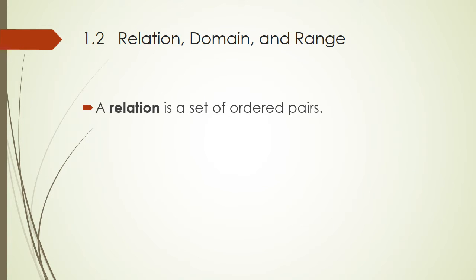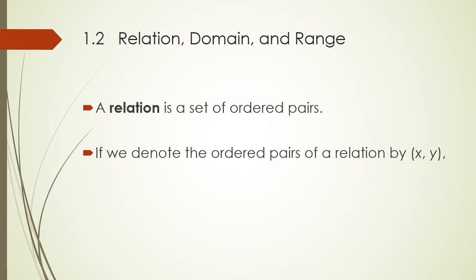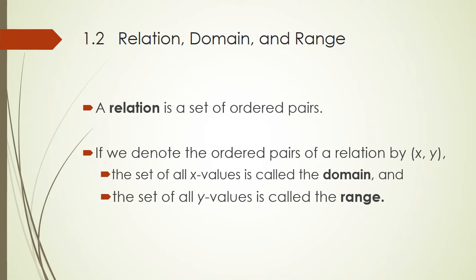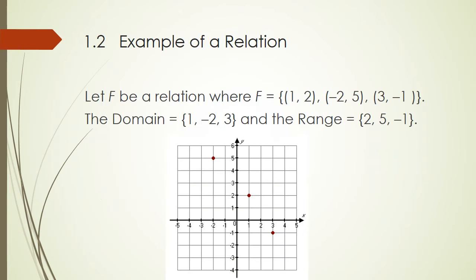Okay, a relation is a set of ordered pairs. If we denote the ordered pairs of a relation by (x, y), then the set of all x values is called the domain, and the set of all y values is called the range. And this should be very familiar. Here's an example. We have a relation that consists of the points (1, 2), (-2, 5), and (3, -1). The domain is 1, -2, 3, and the range is 2, 5, and -1. And you see a graph there showing those 3 points.